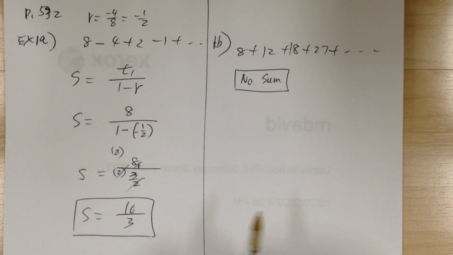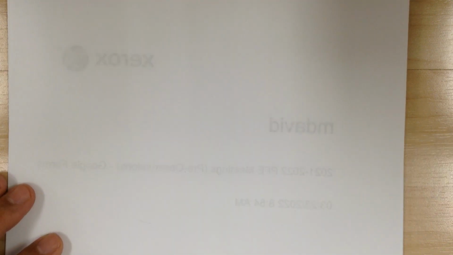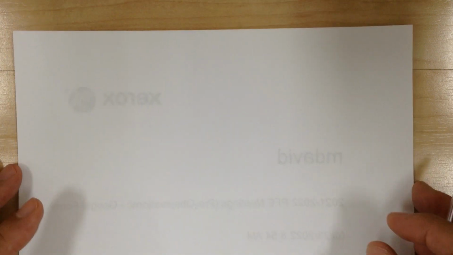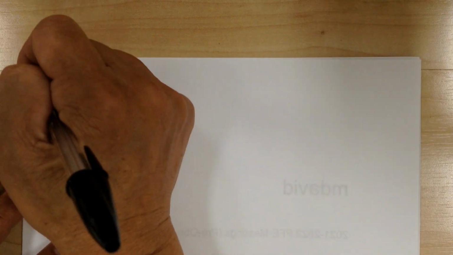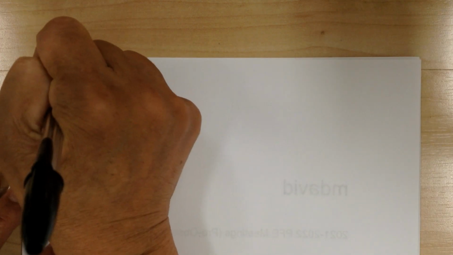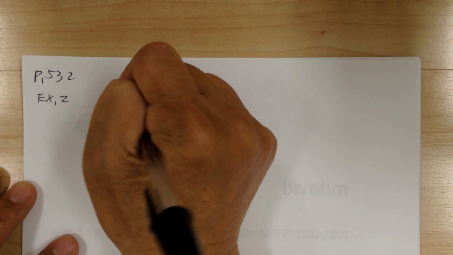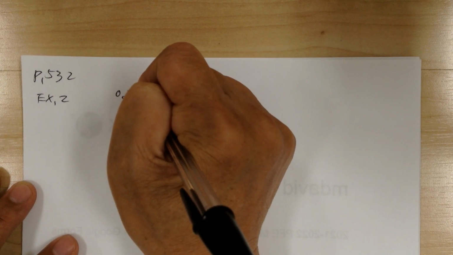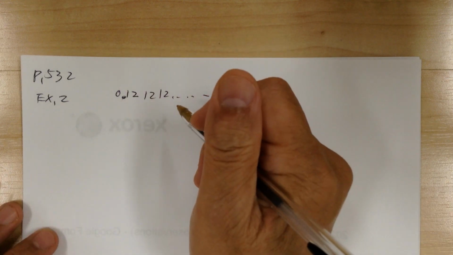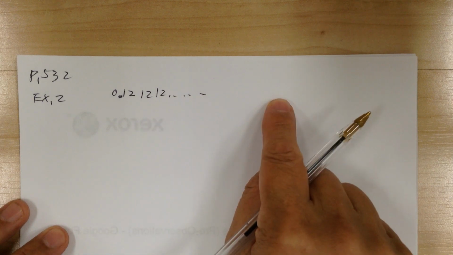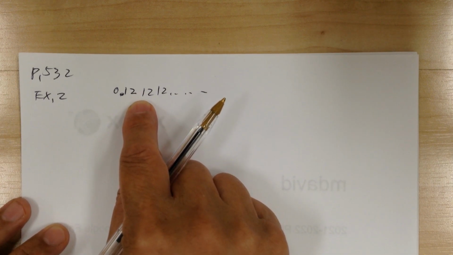Now let's go to example 2. You also can use infinite series to convert a repeating decimal into a fraction. So for example, in example 2, you've got 0.1212121212 dot dot dot. So this goes on forever, so what you can do is change this into an infinite series.